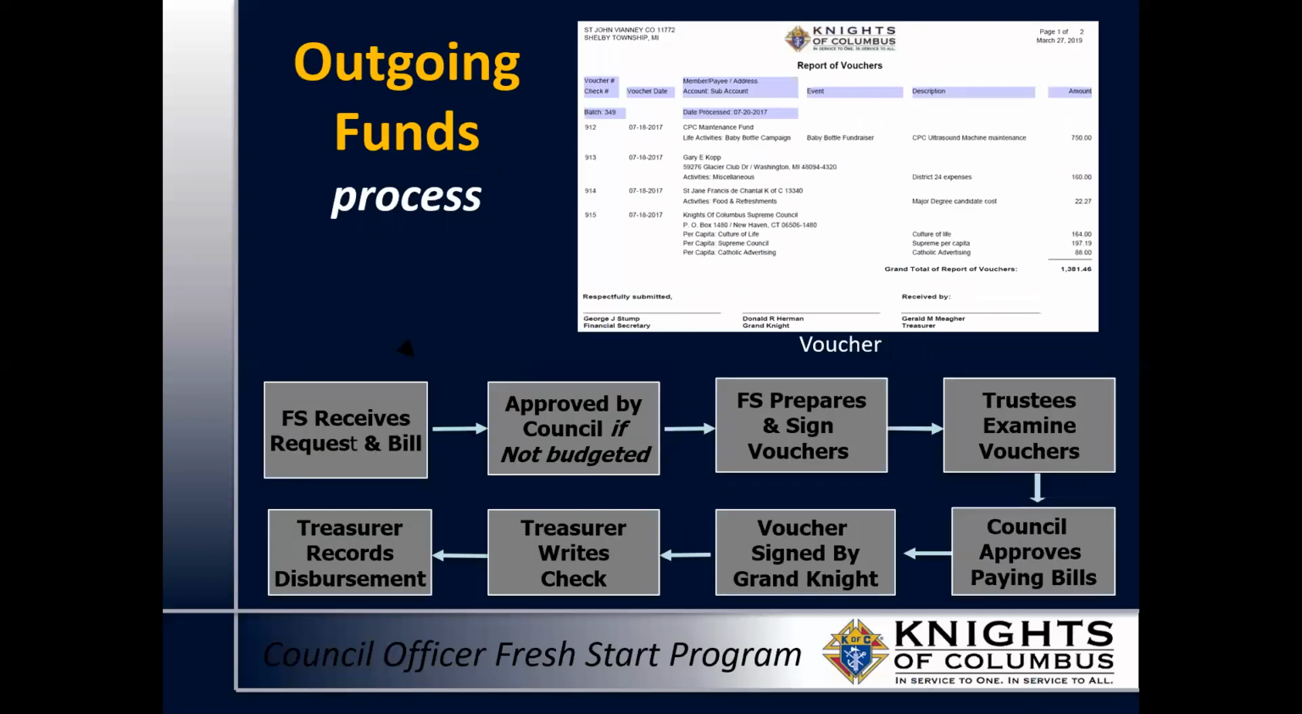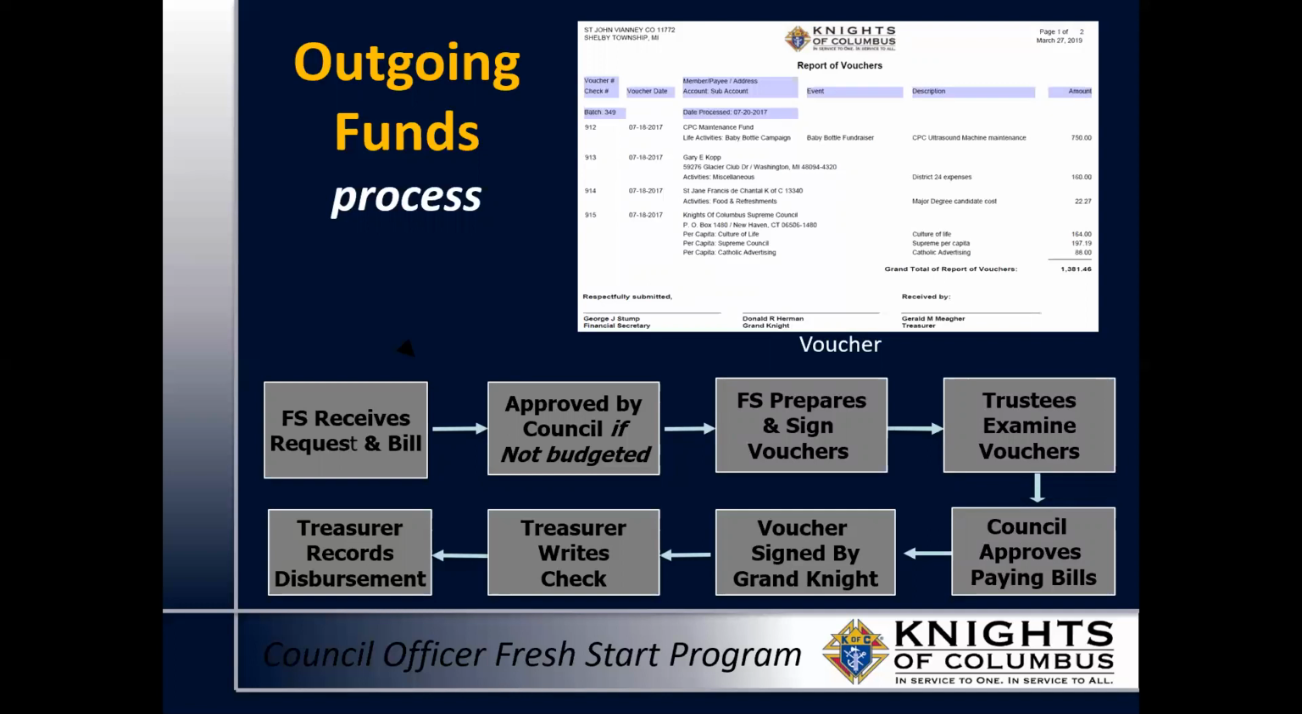Next, we have the outgoing funds. Again, very simple here. The financial secretary receives a request or a bill, and for a reimbursement or payment of a bill, it's approved by the council if not budgeted. The financial secretary then prepares and signs a voucher. The trustees examine the voucher. The council approves the paying of the bills. The voucher is then signed by the Grand Knight.